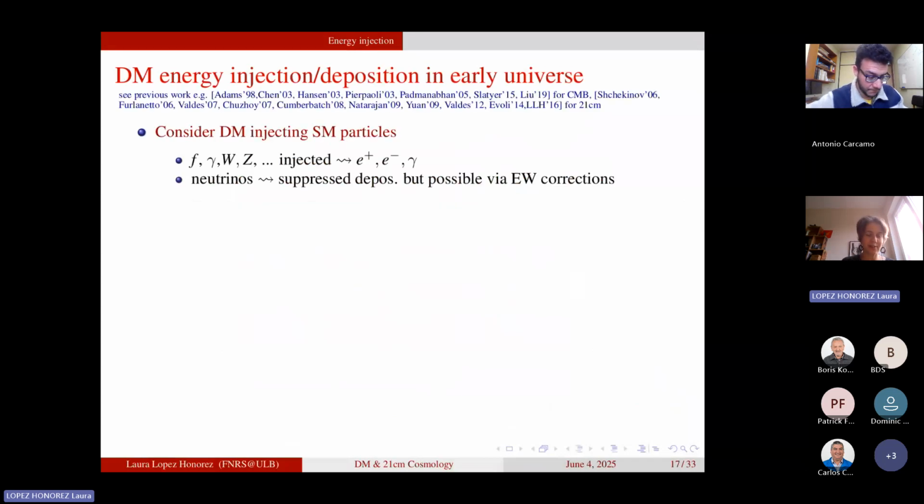I will go back to dark matter and things that you might already know of. You might know that dark matter can inject energy in the universe through decays or annihilation. I'm personally going to focus on decays and annihilation into standard model particles. This could be any kind of fermions, photons, W, Z, whatever you like. The point is that all these particles, at the end of the day, are going to hadronize, decay, and give rise to electrons, positrons, photons, and also neutrinos, which will not affect things directly, or only in a very suppressed way. So in this talk, when I talk about dark matter energy injection, I mean injection into electron-positron pairs and photons. For example, the decay of the ALP into photons.